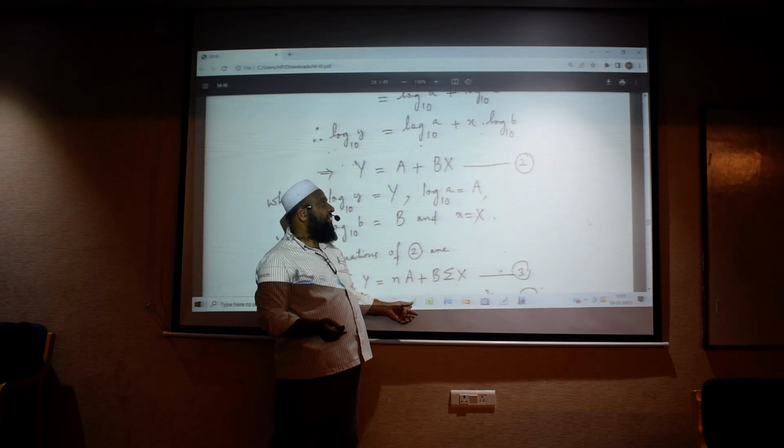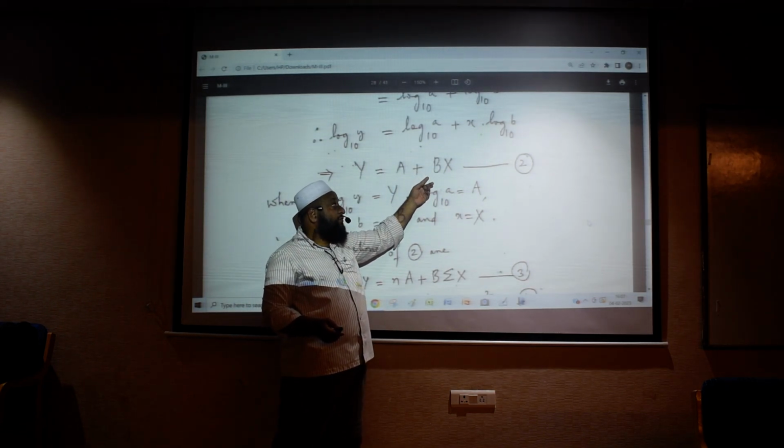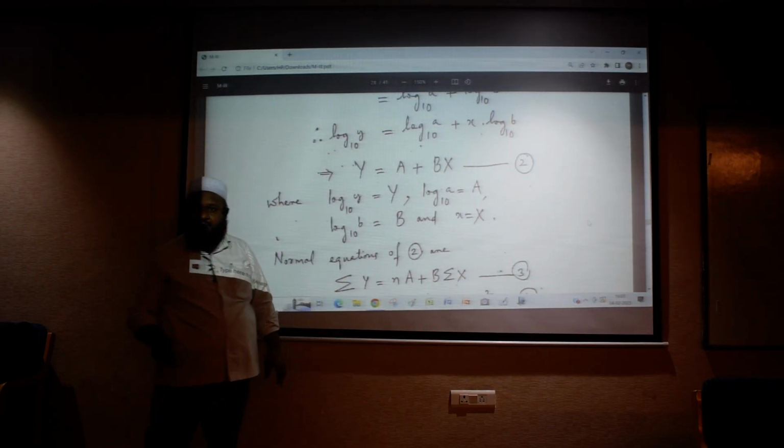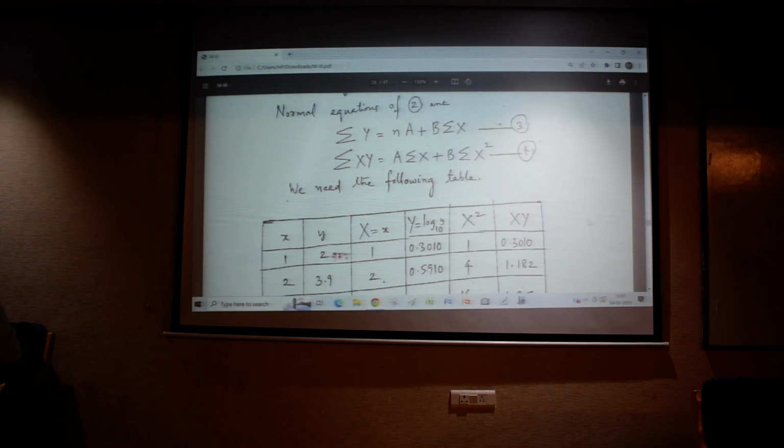So what we are doing now is writing the normal equations for the second equation, A plus bx. What it will be: sigma y, same idea. Just I will bring those two equations.